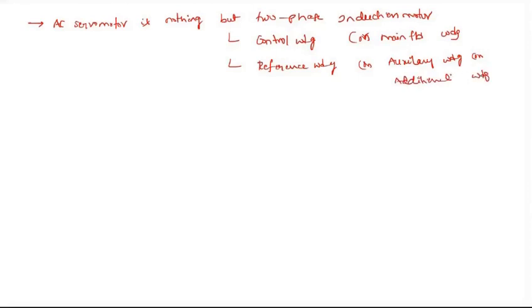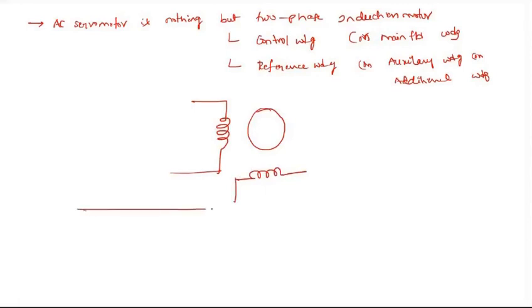So the symbolic representation also consists of two windings, the control winding as well as the reference winding. First, we mention that this is called the control winding, and here there is a rotor, and here one more winding. Yesterday I already told you the difference between the two windings is 90 degrees, so both are perpendicular to each other. This is the excitation winding or reference winding, connected through a phase shifting capacitor.